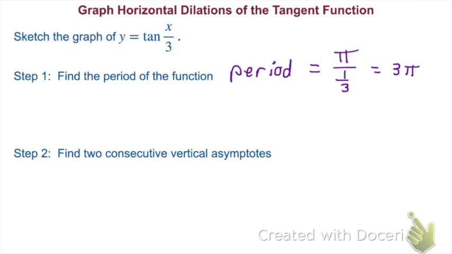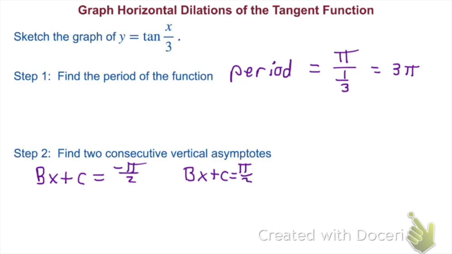We are not shifting this anywhere. We are horizontally stretching this. We have that 1/3 x. We're going to be stretching this horizontally because our period has gone from pi to 3 pi, so we're stretching it out horizontally. And the way we find our asymptotes is we take bx plus c, and these are at negative pi halves, and at pi halves, these are where our normal asymptotes are.